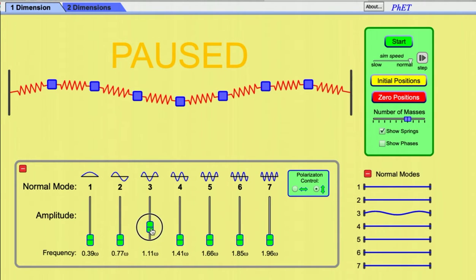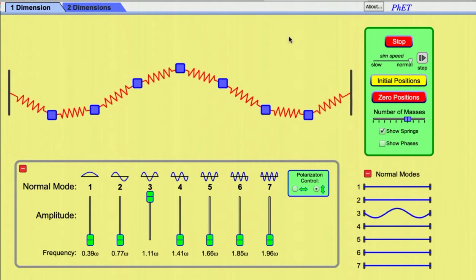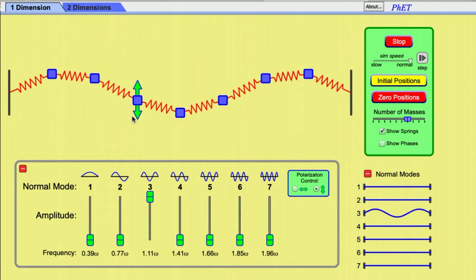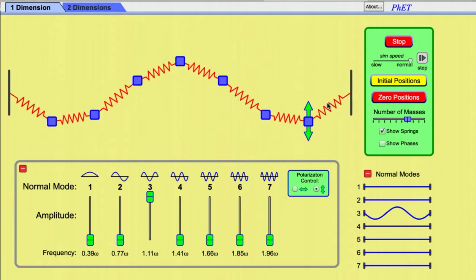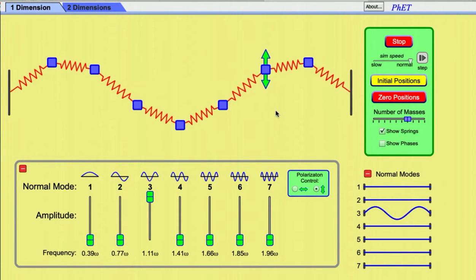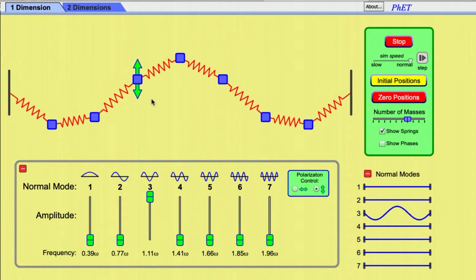So here I'm going to disturb the system like this, and when I let it go, you see that these points here vibrate up and down, and they vibrate perpendicular to the length of the string. So whenever you have a vibration that vibrates perpendicular to the length of, for example, here the string, then this is going to be called a transverse wave.